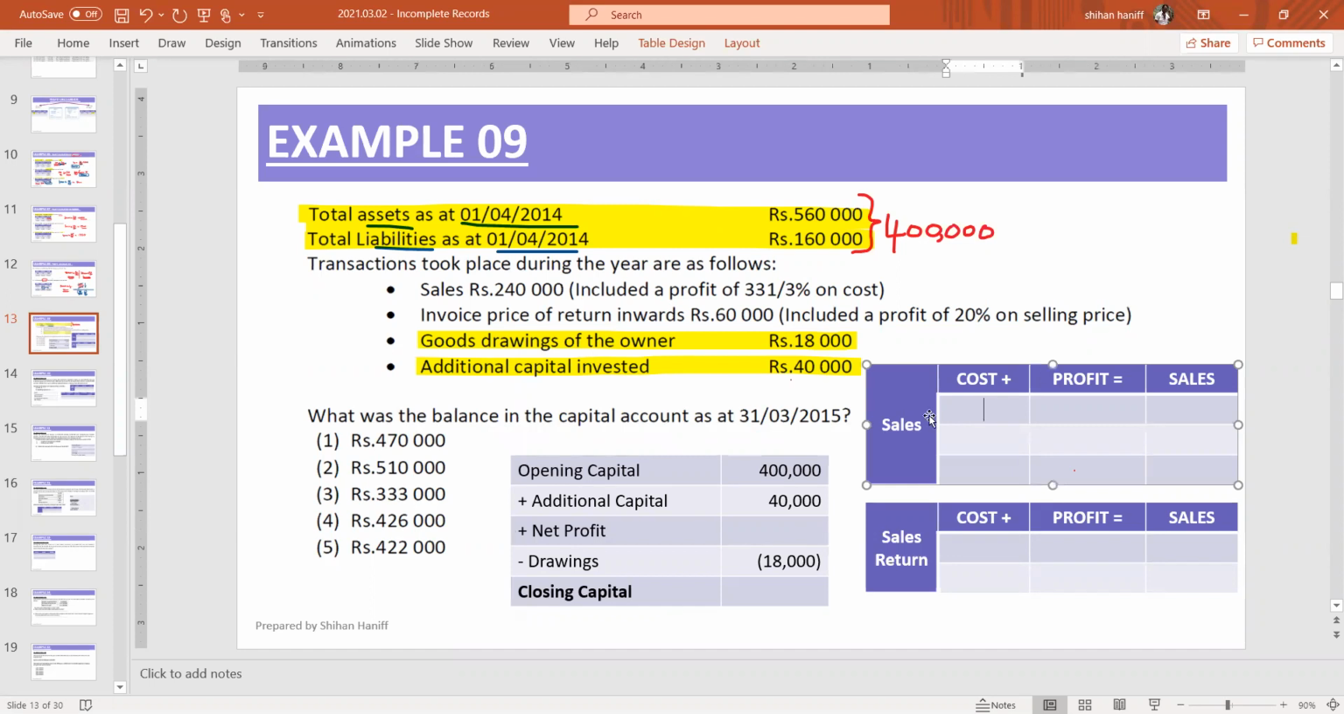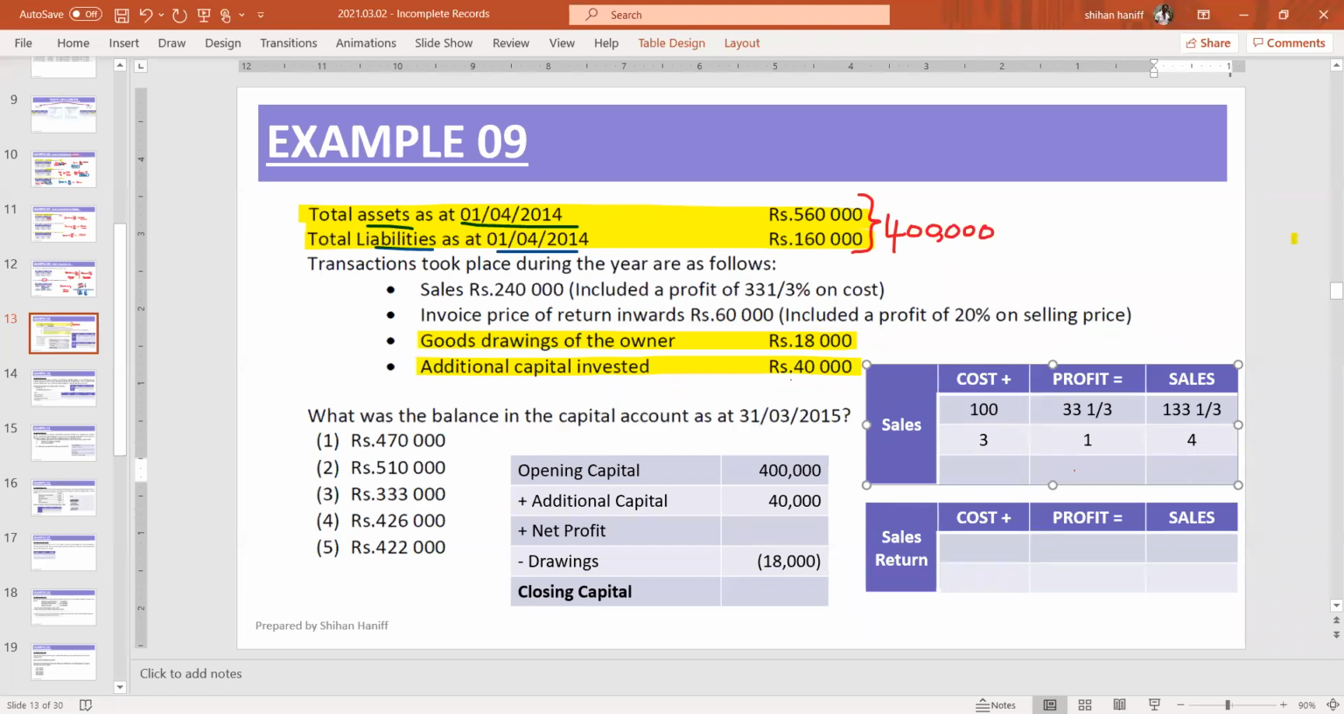Right. So first, let's calculate the sales. Now, on cost 33 1/3. If the cost is 100, profit is 33 1/3, sales is 133 1/3. So since there are decimals and fractions, we will divide all the values by 33 1/3. So here 1/3, and out of sales it's 1/4.